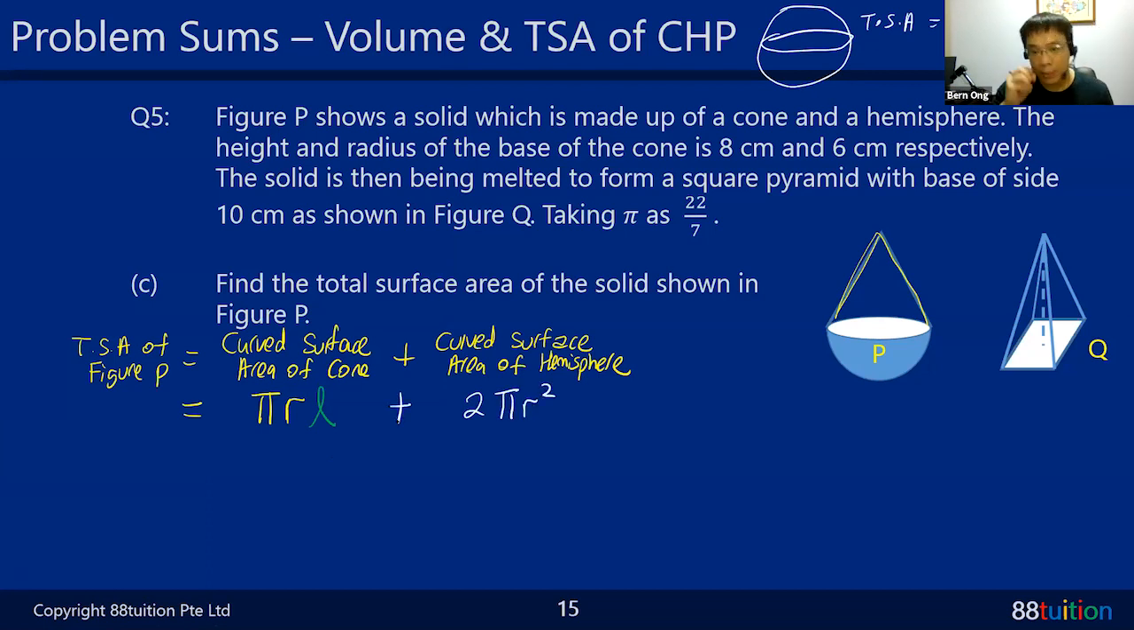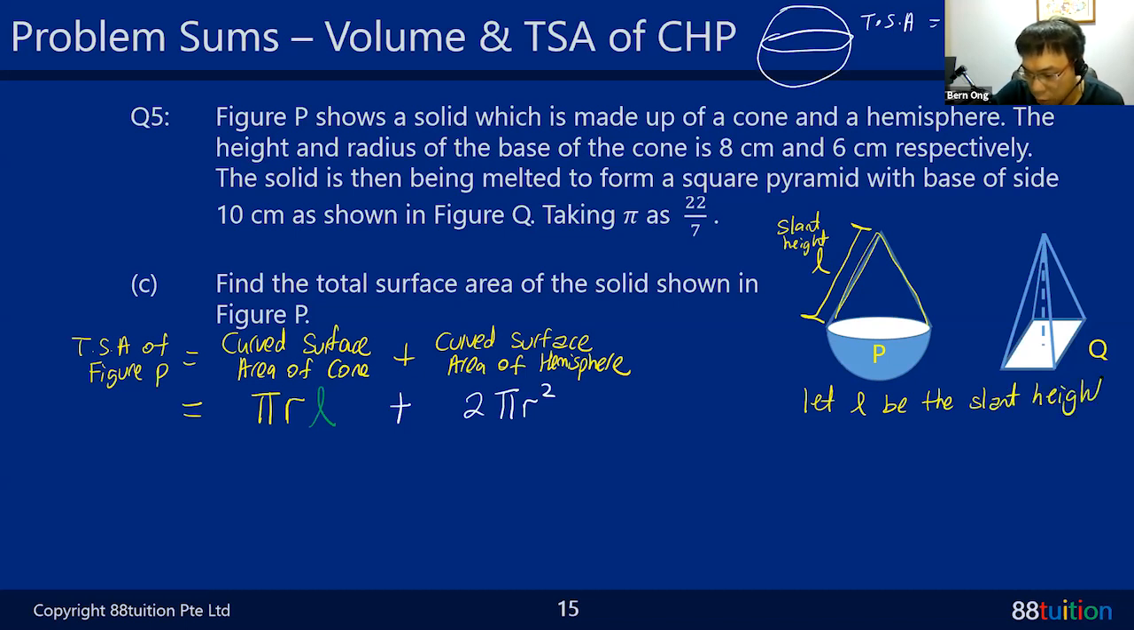All right, so now let's go and worry about the L. How to find the L? Where is the L in the first place? L is this portion here, the slant height. L is considered the slant height. Maybe you can tell your teacher at the side, let L be the slant height, so that you can bring in the alphabet L and your teacher understands.